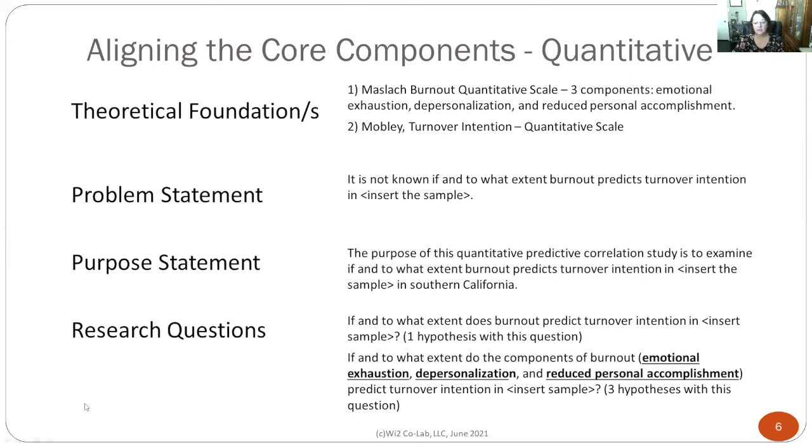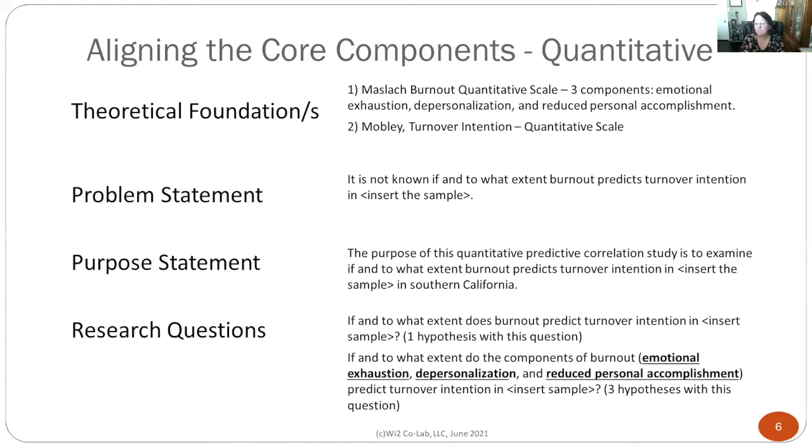Okay, let's do a quantitative one. We're going to use the same scale. Now you're going to see here how you can turn a study qualitative or quantitative, depending on your need for the study. So here's your theoretical foundation.